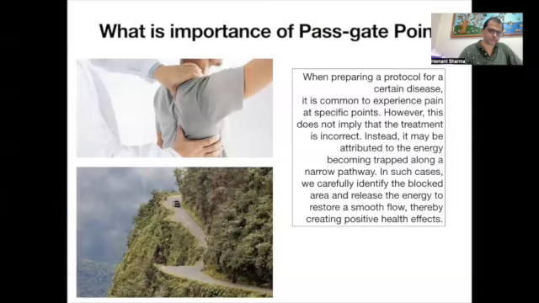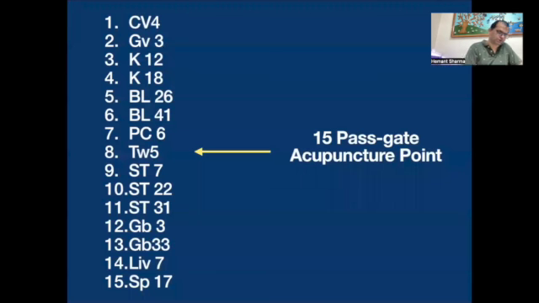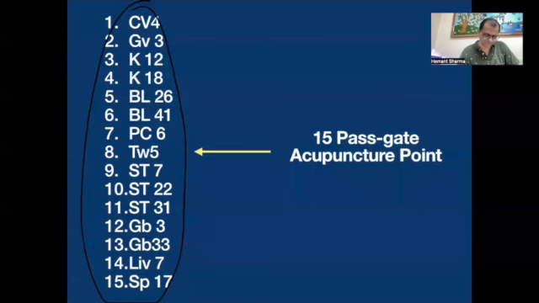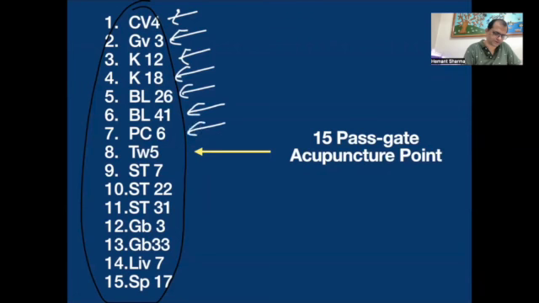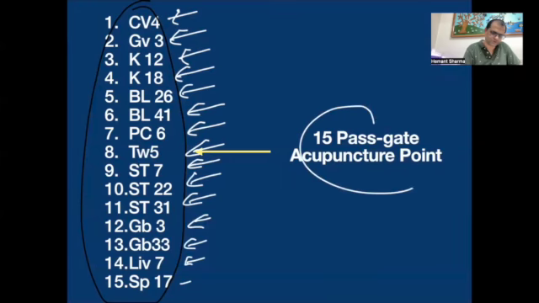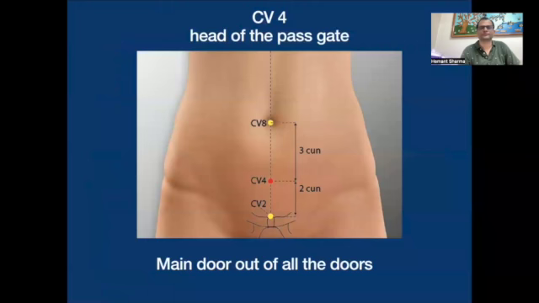We have to remove the blockage, and in such a case we have to identify the blocked area and release the energies. This is the treatment, right? So this is the list of the 15 pass gate points here. Very, very important. Energy might get stuck at these areas. We will be discussing all the points one by one. So the 15 pass gates, right? Let's start with the discussion of CB4.